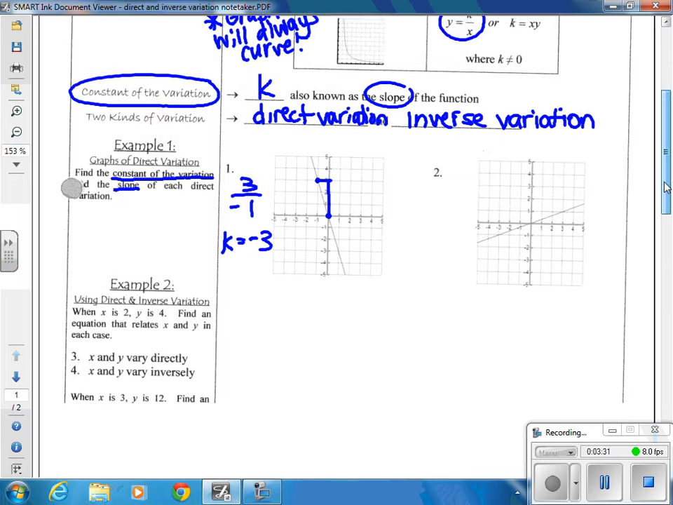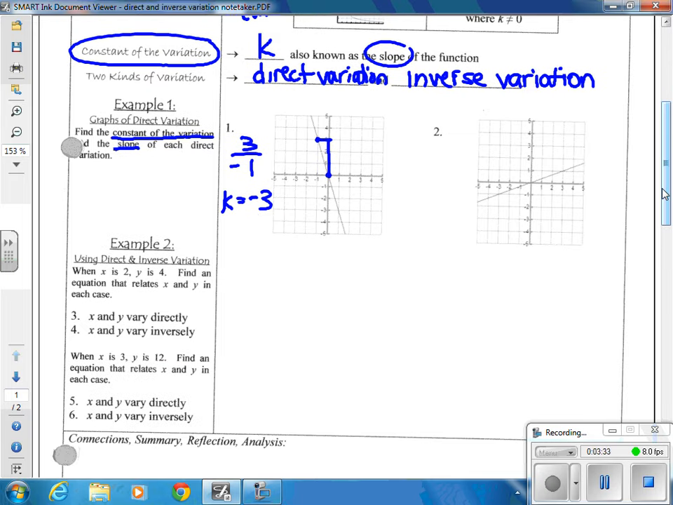In example 2, they are giving you an x value and a y value, and they're asking you to write an equation that relates them either directly or inversely. For number 3, I will do 3 and 4 with you. You do 5 and 6 on your own. Number 3 is asking you to write an equation where x and y vary directly. As soon as you see the word directly, you know you're using direct variation. So you start with the formula, which is y equals k times x.